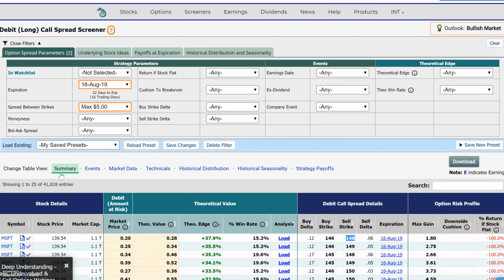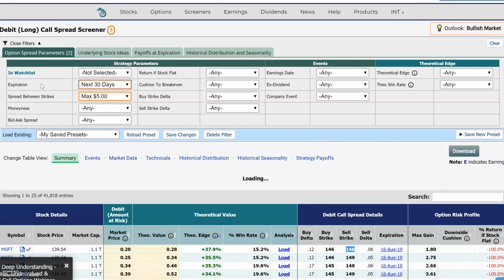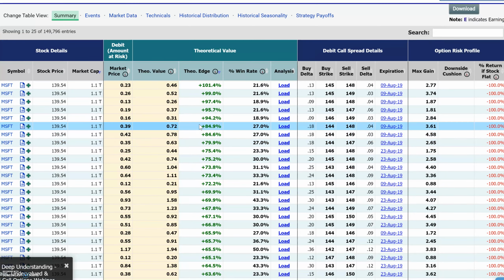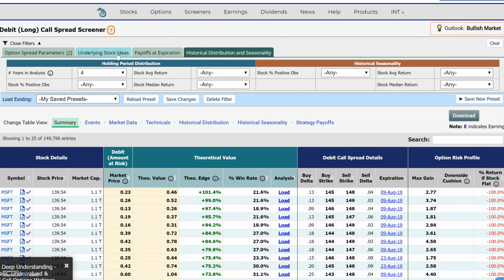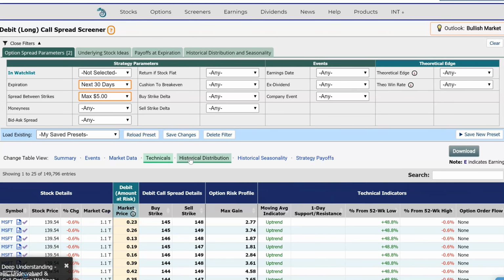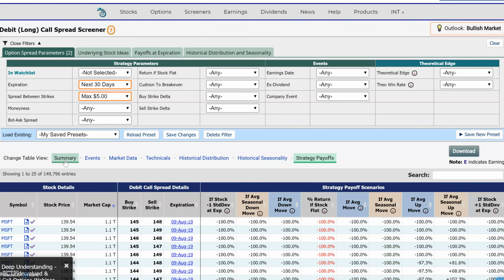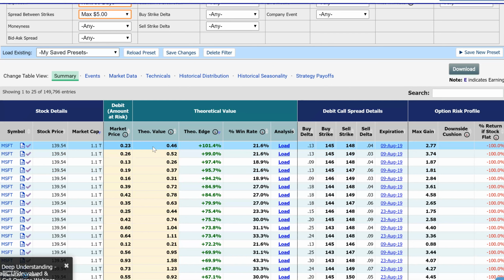And the first thing over here, we see that the expiration is automatically set to the next monthly. I'm going to use the next 30 days. And as you see, as I'm using these filters up here, the table below starts to update based on these filters. You do have multiple filters here that you could switch, and in addition to that, you have different views of data that you could switch down here. I'm going to go back to the summary really quickly, and let's just go over what the data is in the table, and we'll continue with our screen.